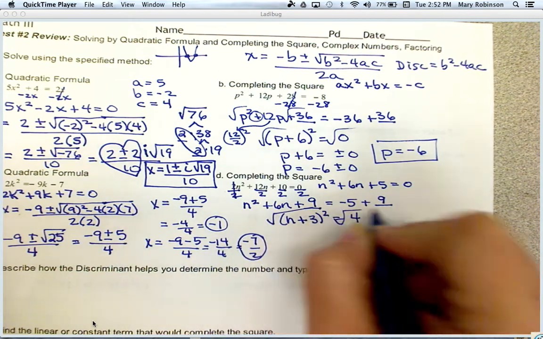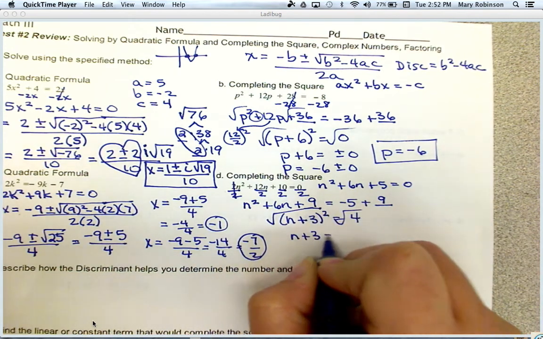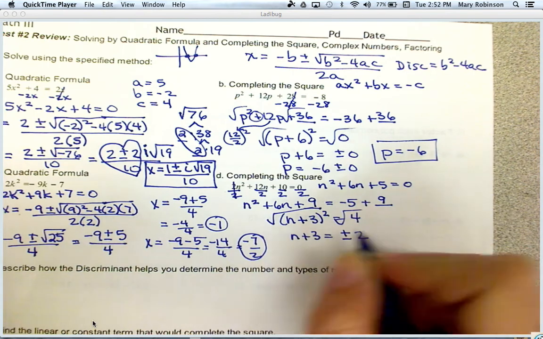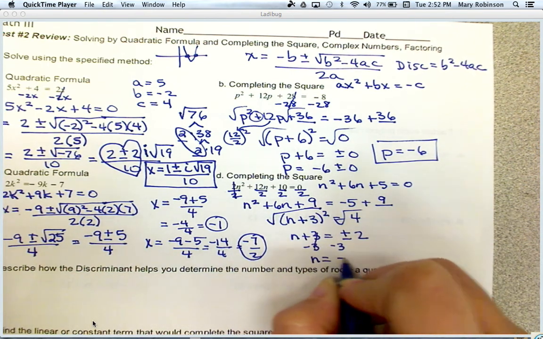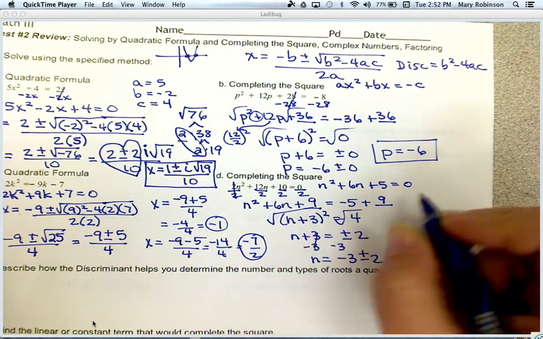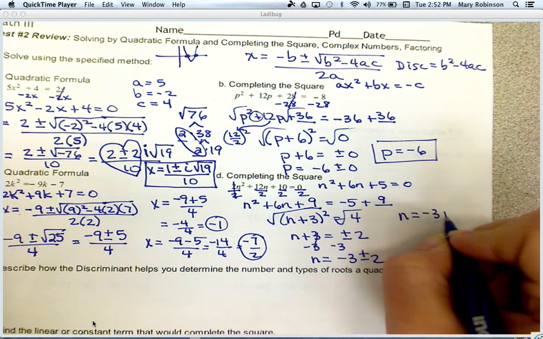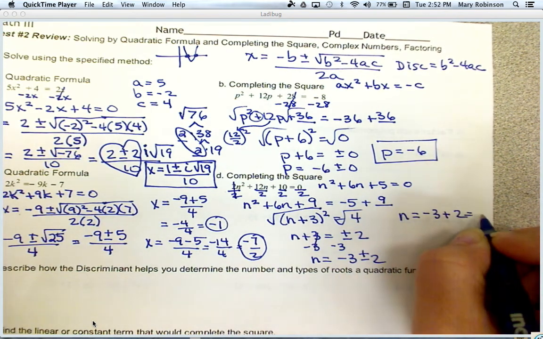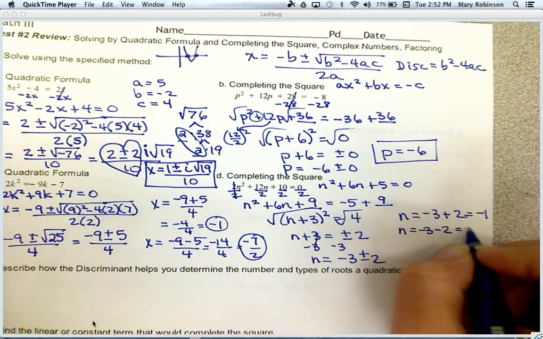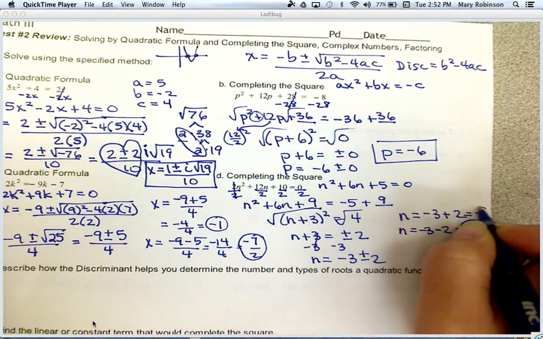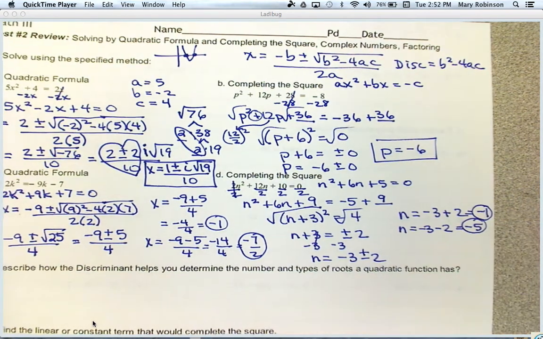And then I take the square root of both sides. I'll get n plus 3 equals positive or negative 2. If I subtract 3 from both sides, n equals negative 3 plus or minus 2. So I've got two solutions, negative 3 plus 2, which will equal negative 1, and negative 3 minus 2, which will equal negative 5. Both of these are my solutions.